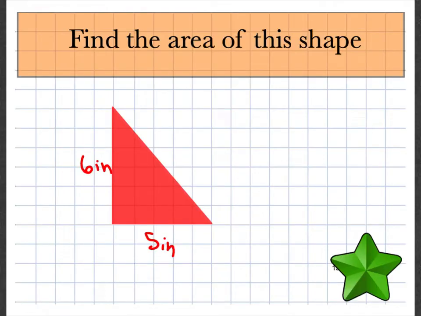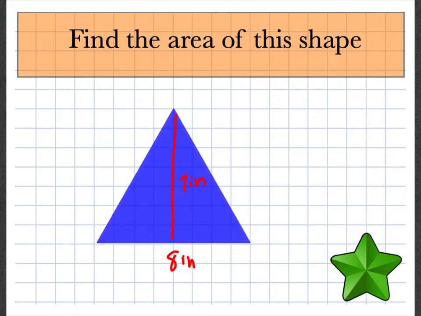Okay, so let's talk about this shape. So our base is 5 and our height is 6. So we would think 5 times 6, base times height, which is 30. And then we're going to divide that by 2. 30 divided by 2 equals 15. So 15 inches squared. Excellent.